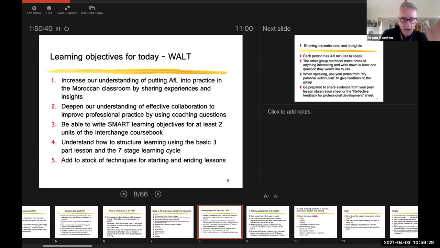As part of today, I want you to at least practice writing some smart learning objectives. At least practice. And I'm also going to hope we'll get time to have a look at the basic 3-4-part lesson and the 7-stage learning cycle, just as two other ways of looking at how a lesson shapes. And then I'm going to present some more techniques for learning objectives and for what you do at the beginning and the end of lessons. Okay?